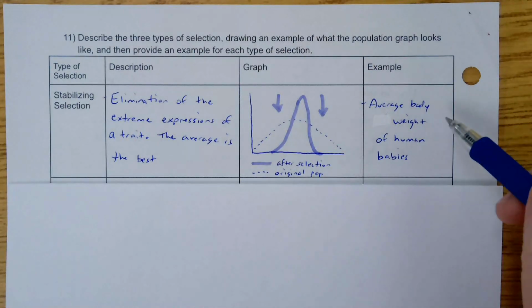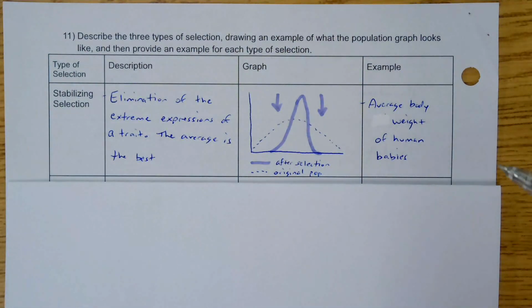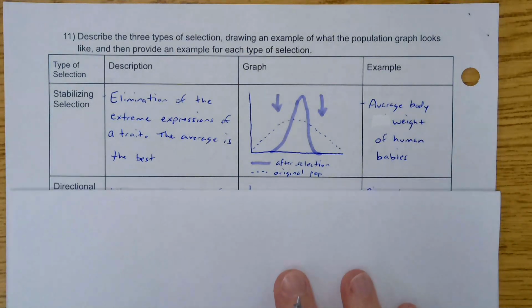The example in the book is the average body weight of a human baby. If the baby is low on weight, it tends to not survive as well. And if the baby's too big, it's more likely to cause health complications with the mother, which can lead to complications during birth, and the baby might not make it.